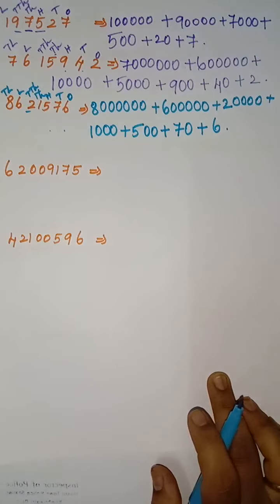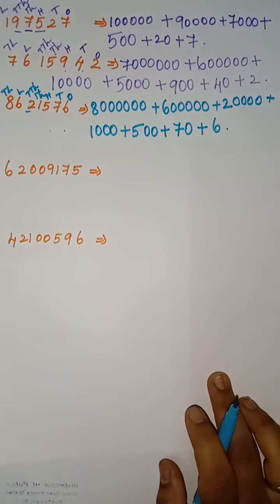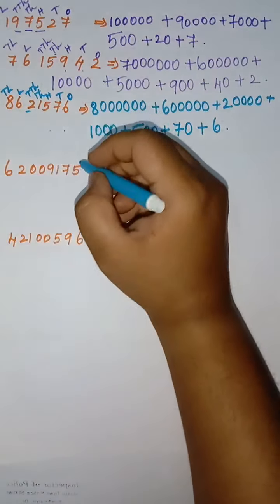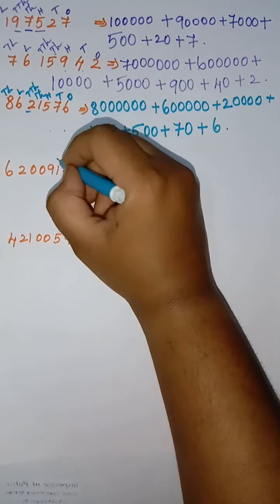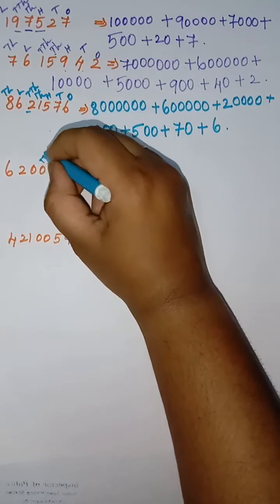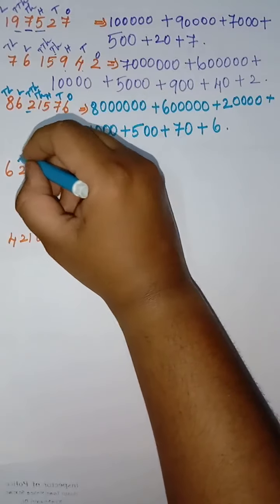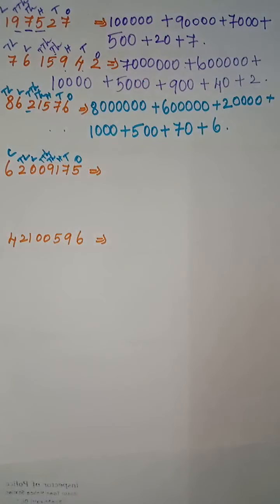Okay, now the next question. For the next question also we are going to do the same process. First we write the place values: ones, tens, hundreds, thousand, 10,000, lakh, 10 lakh, crore. Now listen here. For 10 lakh it is 6 zeros, so for crore how many zeros will there be? 7 zeros.